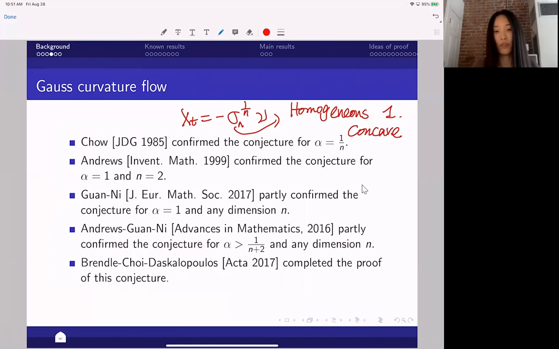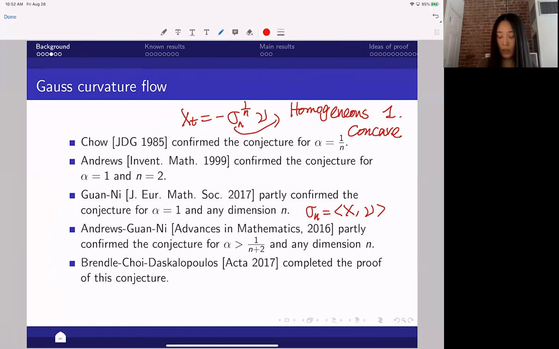Why we say it's partly confirmed is because they didn't show that this flow disappears as a sphere. What they show is if you zoom in around the singularity, what you get in the limit is a surface that satisfies sigma_n equals x dot nu, but they didn't prove that a convex compact manifold satisfying this equation is a sphere. They only know that the limit hypersurface satisfies this equation.